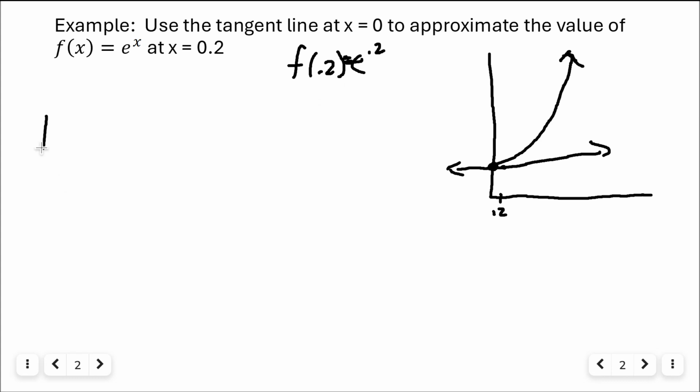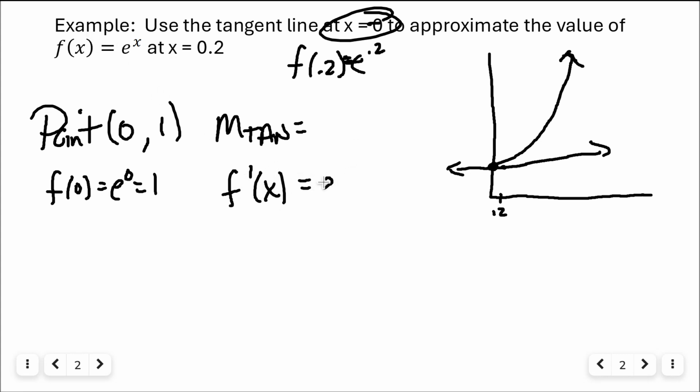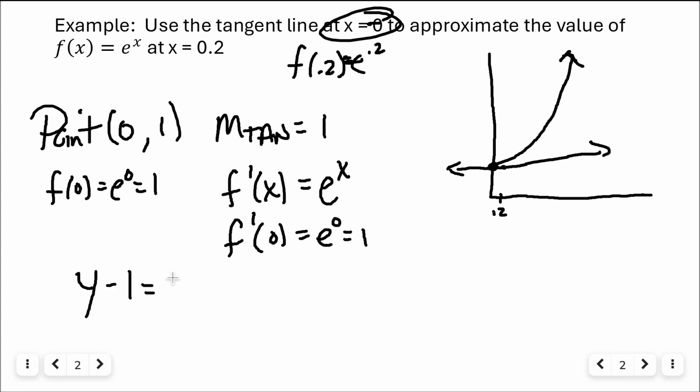To find the tangent line approximation, I need a point on f of x. I'm building my tangent line at 0. I can find the y value by substituting 0 in. e to the 0 is 1. And then I need to find the slope of the tangent line. I can do that with the derivative, but the derivative of e to the x is just e to the x. Then I can evaluate it at 0. e to the 0 is 1. So my tangent line would be y minus 1 equals 1 for the slope, times x minus 0.